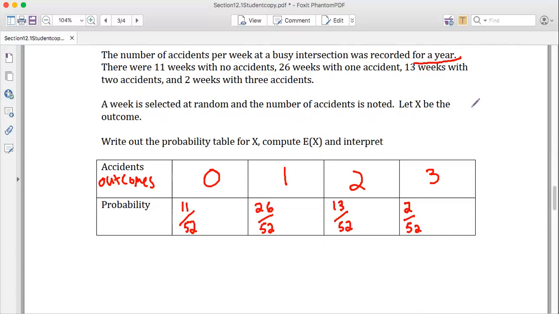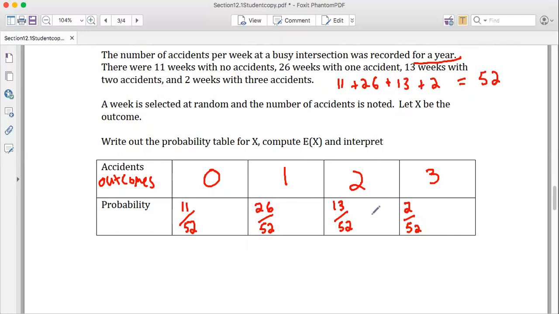If I didn't know that, I could figure it out by just adding up the numerators, because I would want this to add up to 1 for the probabilities. So if there were 11 weeks, and then 26 weeks, and then 13 weeks, and then 2 weeks that I had all this data for, we'd add them all up, and that would give me 52. So that makes sense, 52 weeks in a year. A couple ways to get it.